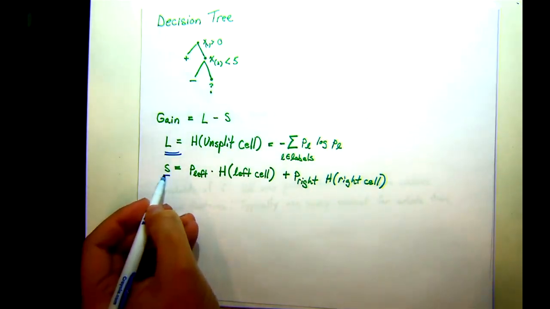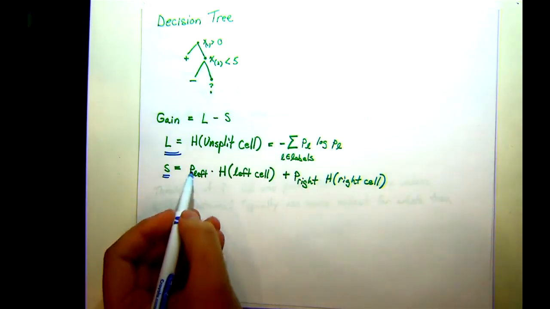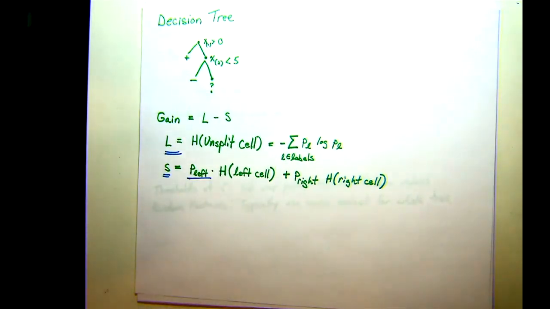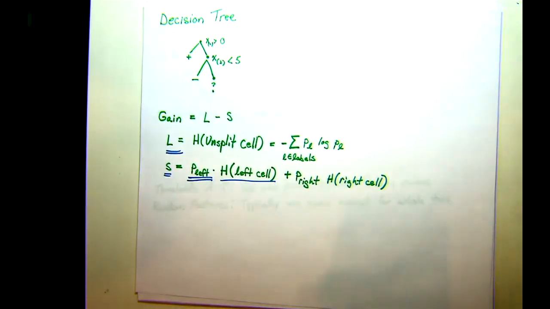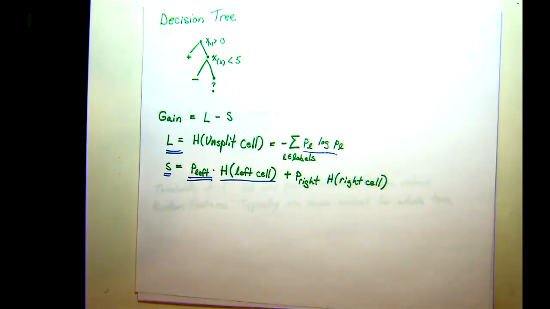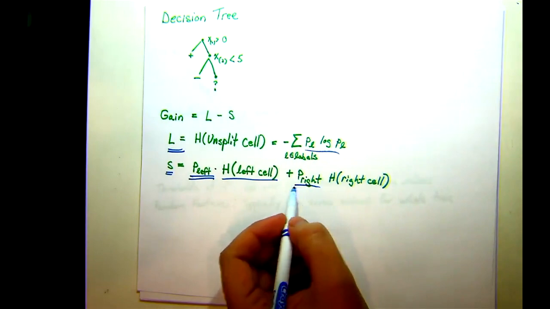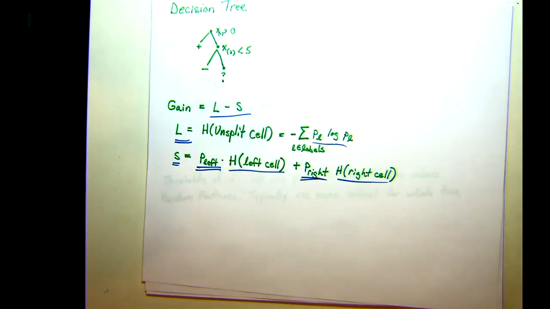The S refers to the amount of information we have after the split. So we take the probability of going in the left direction, because when we split, some of the data is going to go left, some of the data is going to go right. We take all the examples that go in the left direction. This is the fraction that goes left times the entropy of that left cell. And again, this is just applying this formula for the data points that are in the left cell. You add that to the fraction that go to the right times the entropy of the right. You end up subtracting those two things, and you get a gain.